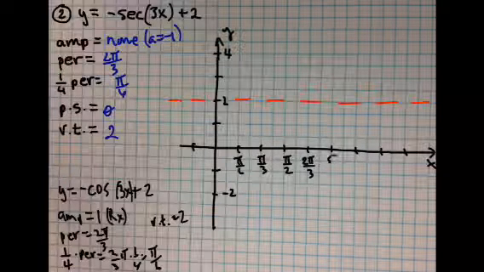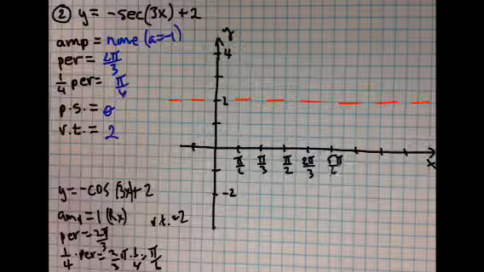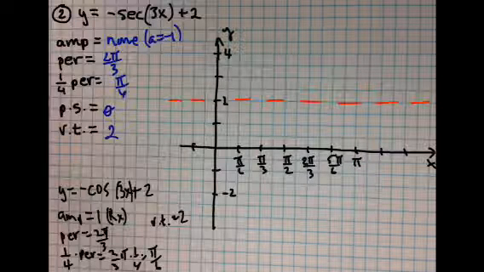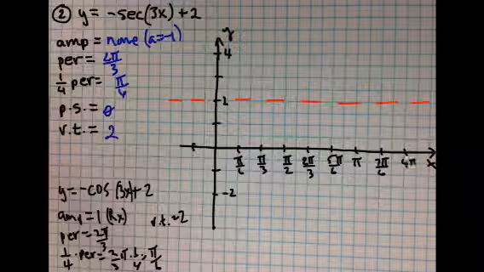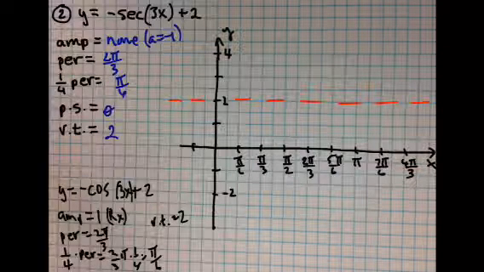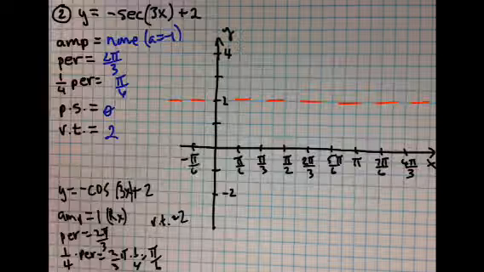So this would be 5 pi over 6. 6 over 6 is 1, so pi. 7 pi over 6. 8 pi over 6 is 4 pi over 3. So that'll give us 2 periods. On the left, we could just label that tick mark.